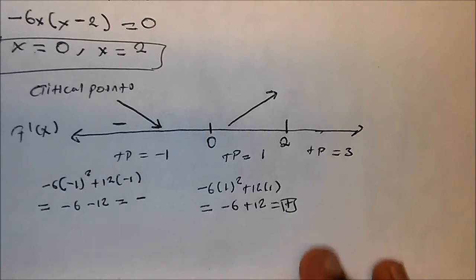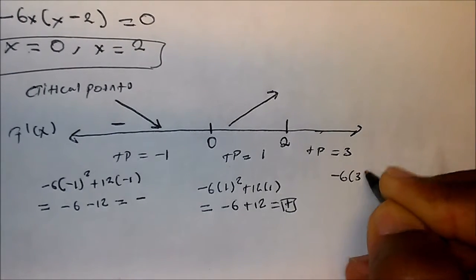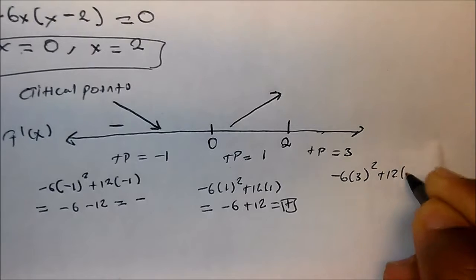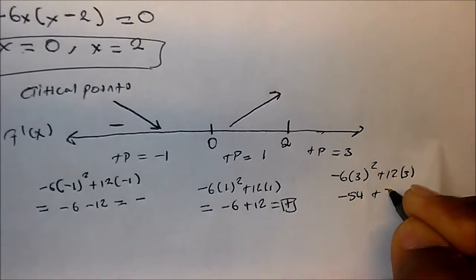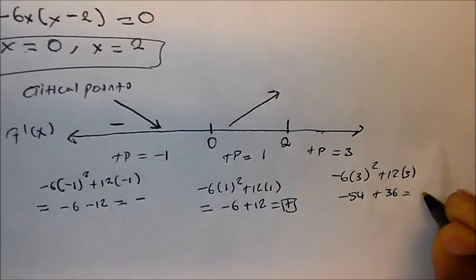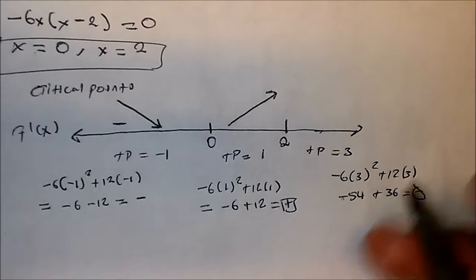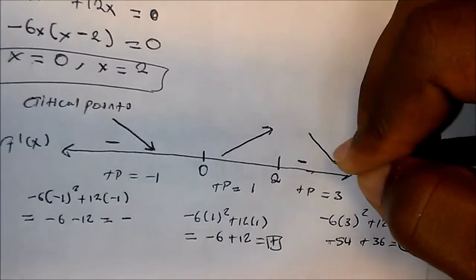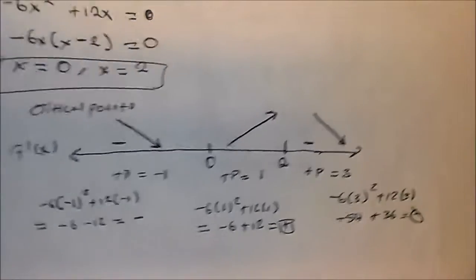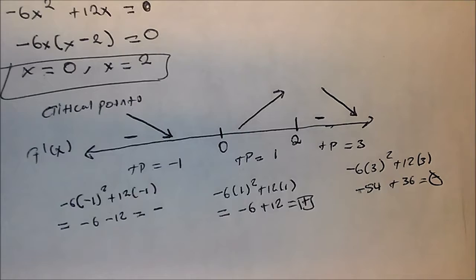How about test point 3? Well, again, -6 times 3 squared plus 12 times 3. Well, that's just -54 plus 36. And that's going to equal a negative number. As you can see, the -54 is way bigger than that positive. So this is negative here, which means that my graph is doing something like this. It's decreasing on this interval. All right. So this is the reason why we draw this line here.